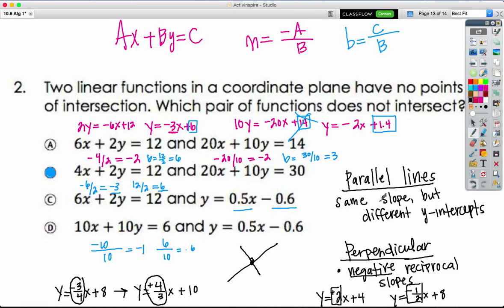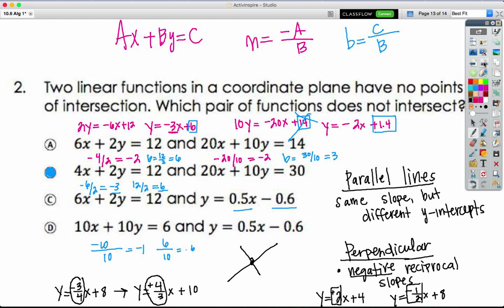So parallel, those are pretty easy. Same slope, different y-intercepts. Perpendicular, the y-intercepts are not really the concern. It's the fact that the slope is the reciprocal of each other and that it also has opposite signs. So if it was -3/4 and -4/3, they would not form a perpendicular set of lines.